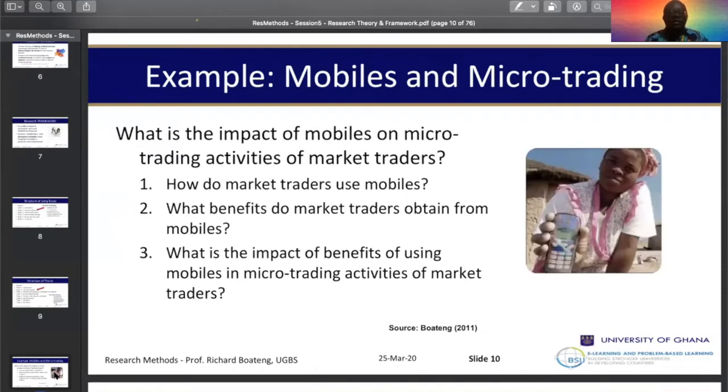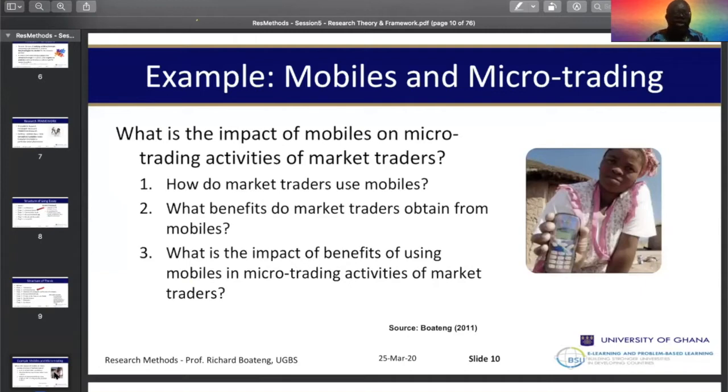So let's see. This is a piece of work that was published in 2011. The author had its title as, what is the impact of mobiles on micro trading activities of market traders? The author then had a number of different questions. One question being, how do market traders use mobiles? Another, what benefits do market traders obtain from mobiles? The third question was, what is the impact of benefits of using mobiles in micro trading activities of market traders? So you see that you have three different questions. Each of the questions tries to answer an aspect of the core research purpose or the core research objective.